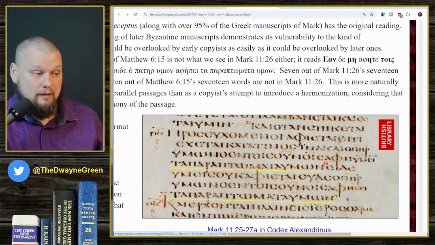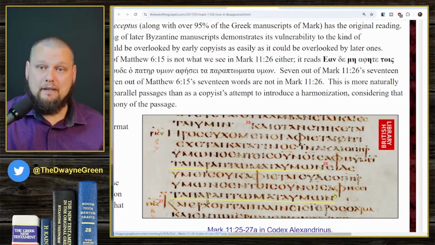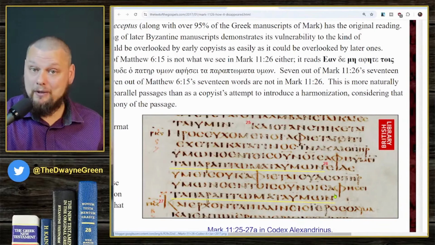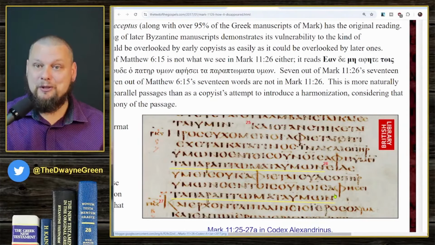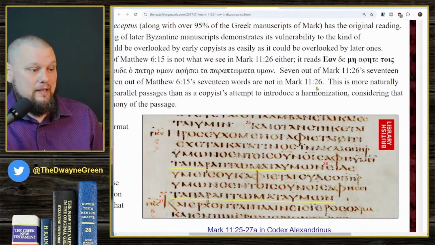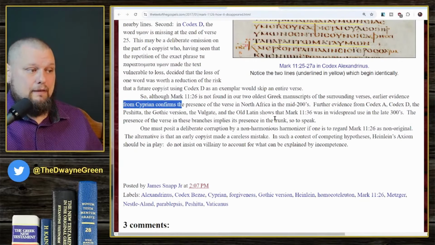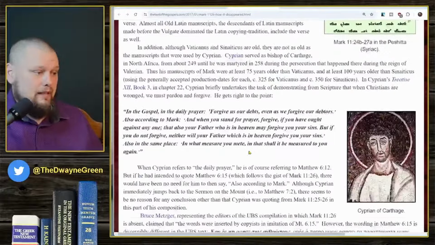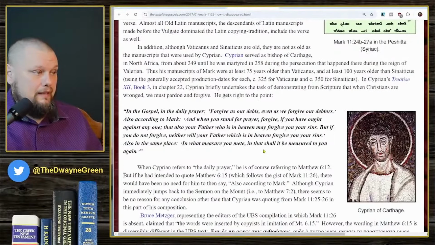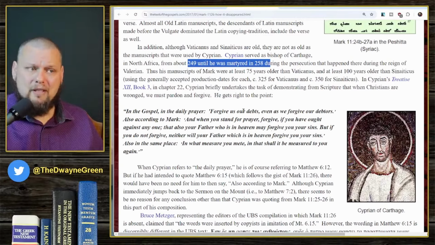So this is relatively common in textual criticism, and it's oftentimes given significant weight when trying to decide when a passage should be in or out. So although Mark 11:26 is not found in our two oldest Greek manuscripts of the surrounding verses, earliest evidence from Cyprian confirms the presence of the verse in North Africa in the mid-200s. Now, if we go up here, this is one thing I didn't touch on: Cyprian is quoted sometime between 249 and 258 as quoting this verse.